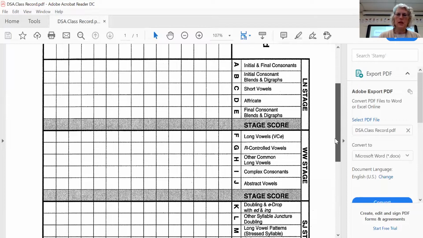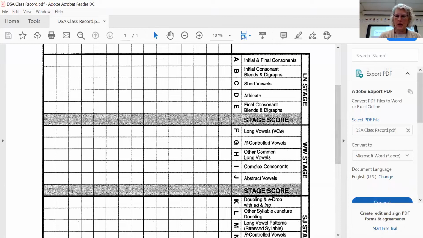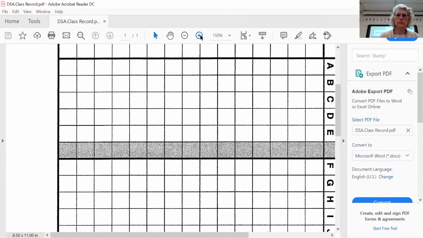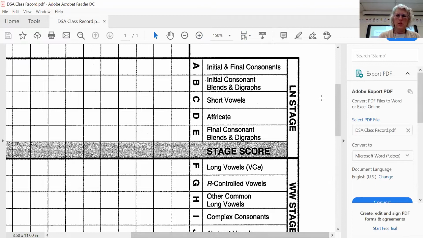But here, this helps to look at, and make it a little bigger. So the DSA is organized around having 5 features per stage. And so for the letter name stage, we have A is initial and final consonants, so that beginning and ending sound. B are initial consonants, consonant blends and digraphs.